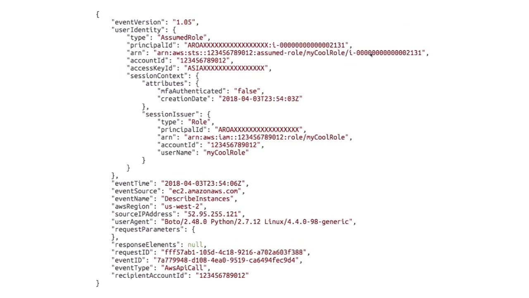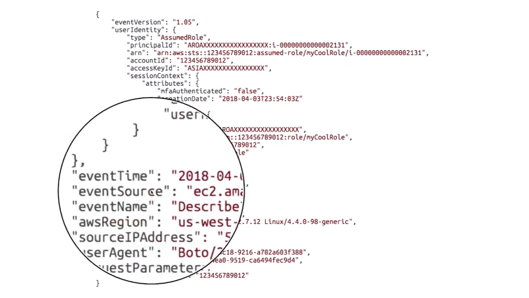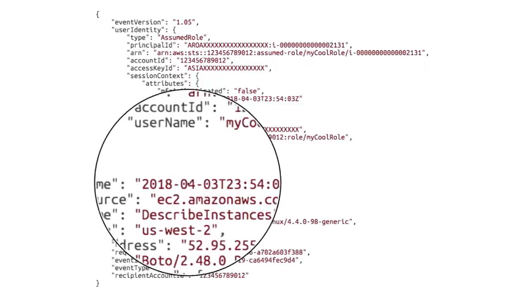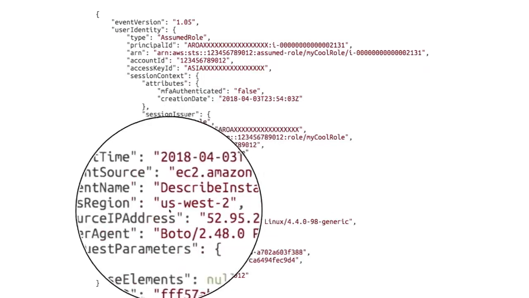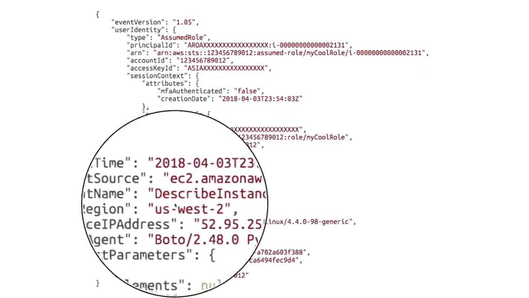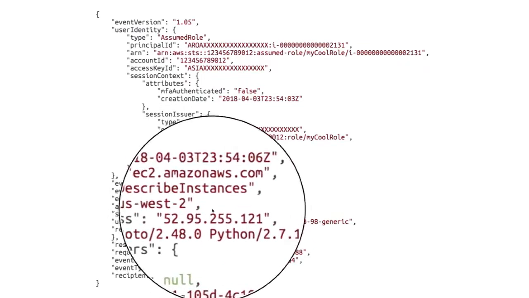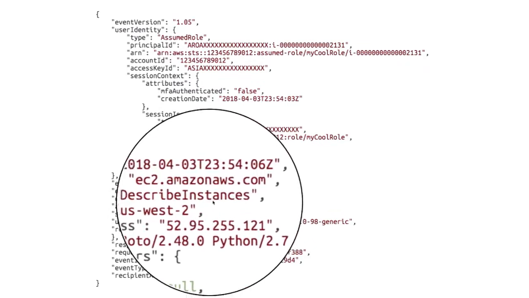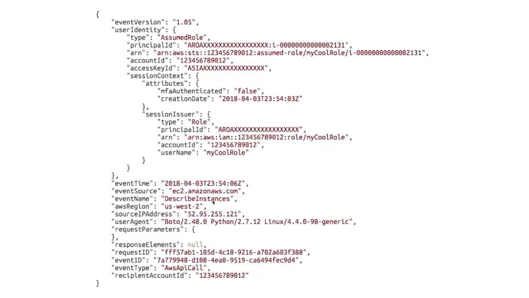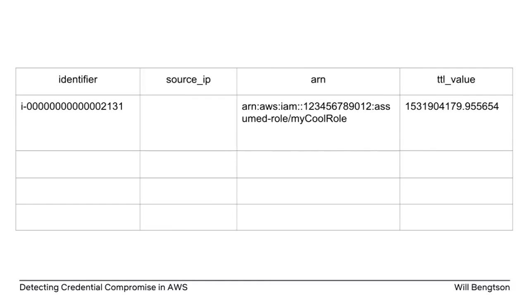So we know it's probably something we might have, or it's something that we're throwing away and we'll have at some point. If we're interested, we can go down and see what was actually called. So in this case, someone was describing instances in the environment in the region US West 2. The most important piece for us, of course, is the source IP of 52.95.255.121. If you're familiar with the Amazon IP space, you know that's an Amazon IP, so we can actually go in and add it to our table. So now we have our initial session and IP locked.